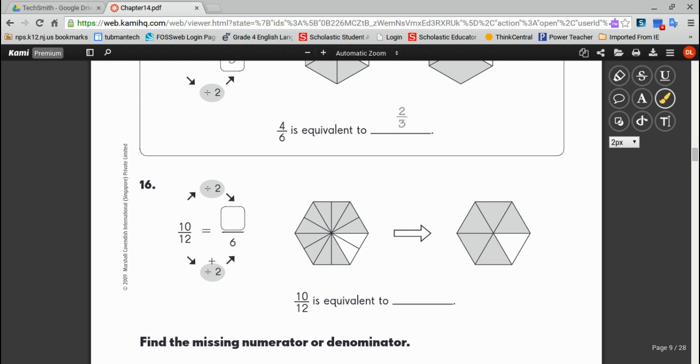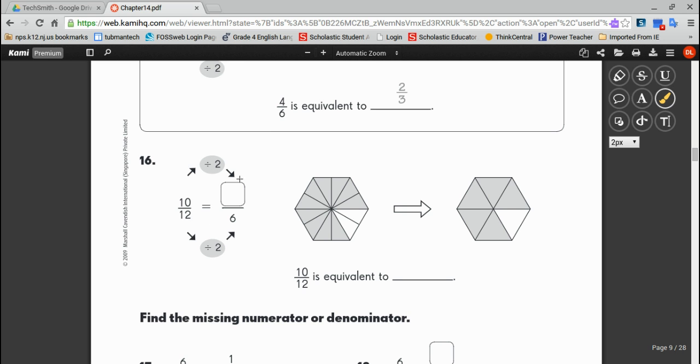So let's do number 16. They give you the division problem to do. 10 divided by 2 is 5, and 12 divided by 2 is 6. So 10 over 12 is equivalent to 5 over 6.